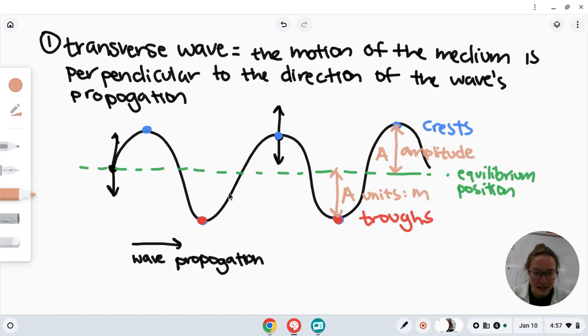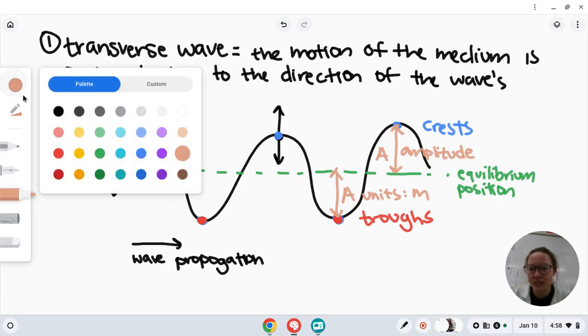The next thing that we can measure is the length of a wave. The length of the wave is the distance between two successive identical parts of the wave, which is a bit of a mouthful, but what it means is it's the distance between two crests, or the distance between two troughs, or the distance between one little up point right here and another little up point right there. The distance between two successive identical parts of the wave is what we call the wavelength.